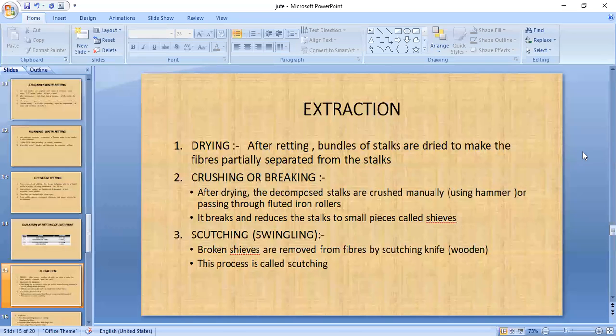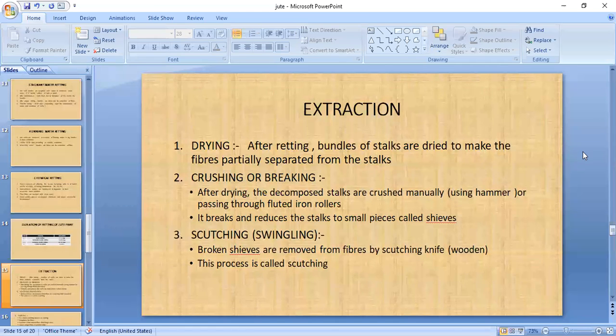Extraction. So after retting, fiber should be extracted, and that process is known as extraction, and it involves a few steps. First step is drying. After retting, because generally either we are using water, or we are using chemicals, or we are using dew, the fibers are in a wet condition. So first we are using drying. After retting, bundles of stalks are dried to make the fibers partially separated from the stalks.